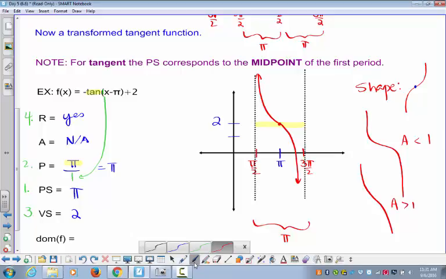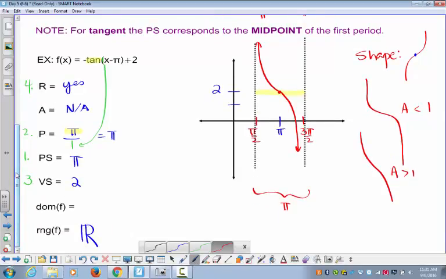Okay, so domain of this function. It wants to be all reals, but it can't because we've got asymptotes, those pesky asymptotes. So we look and we grab the first asymptote, generally the first non-negative asymptote. X can't be pi over 2 plus how many k? Pi k? Because they're still pi apart. So that didn't change from the original tangent function. They're still pi apart.